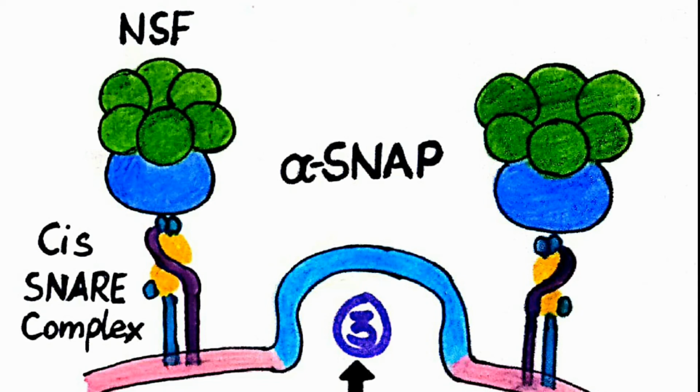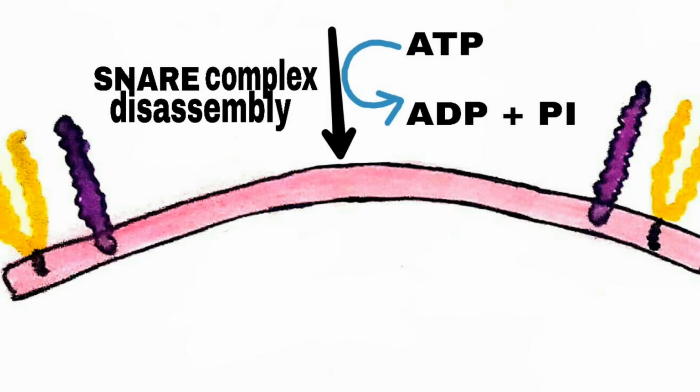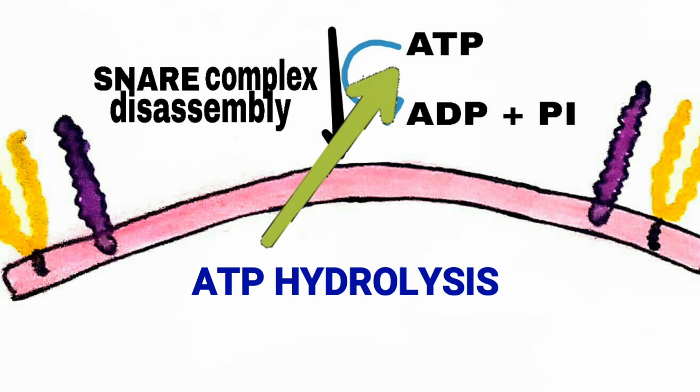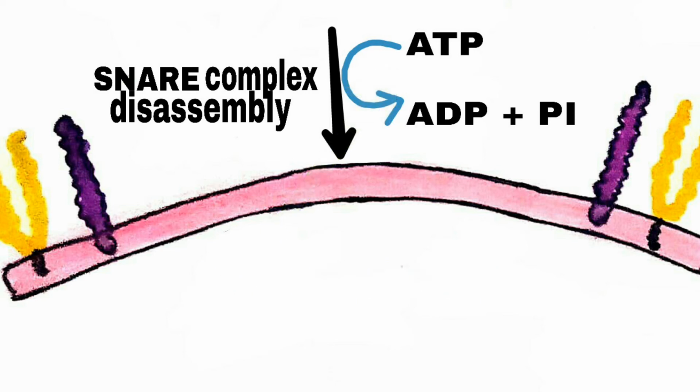So for the dissociation of the SNARE complexes, we require the input of energy, which is mainly provided by ATP hydrolysis. But there is one more condition. For the ATP hydrolysis to occur, it needs other proteins. Now let's talk about them.